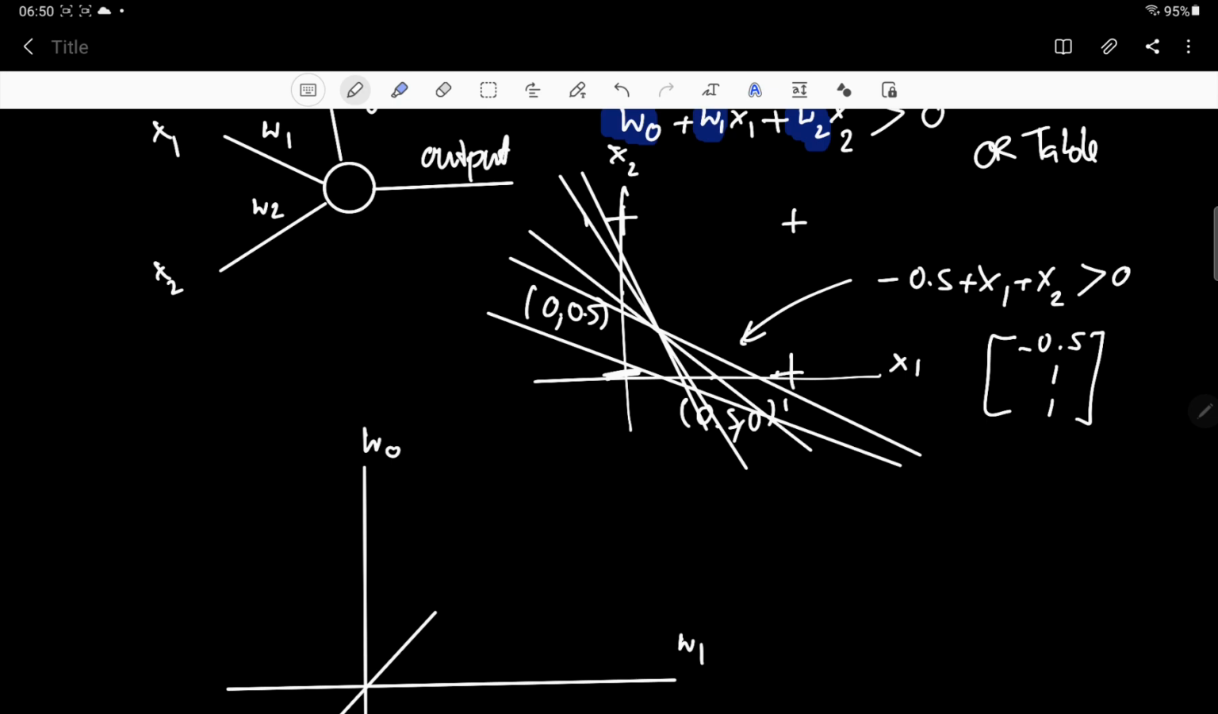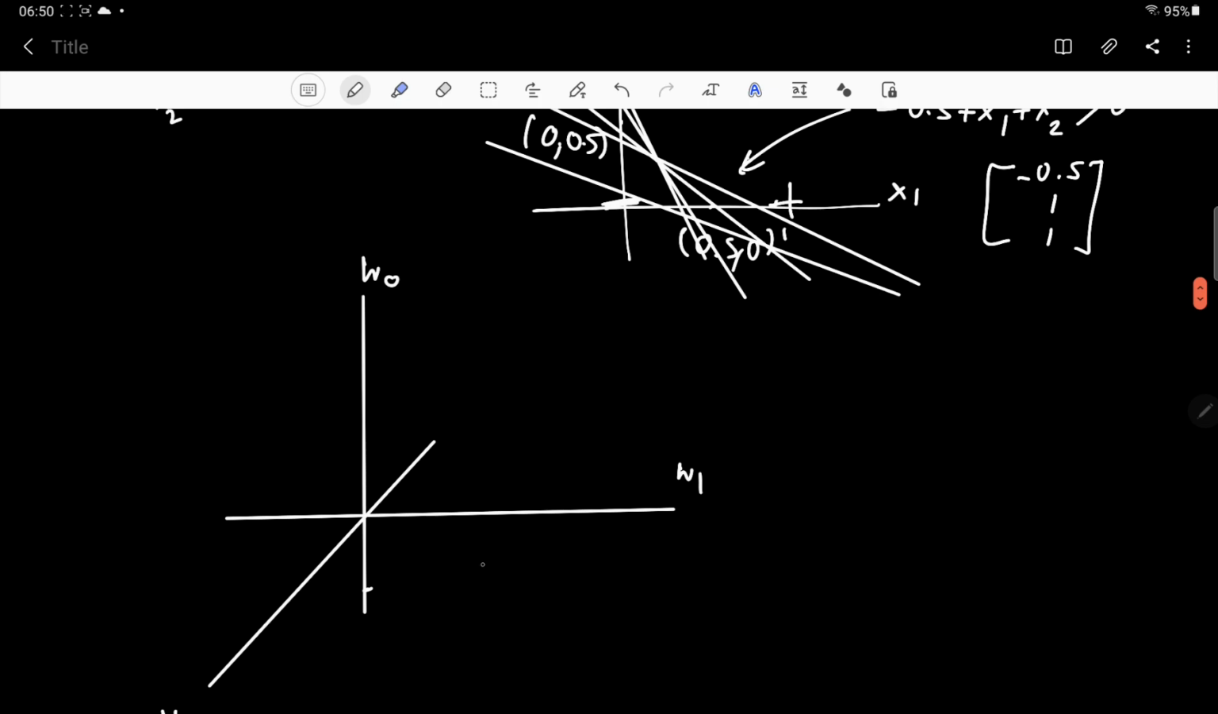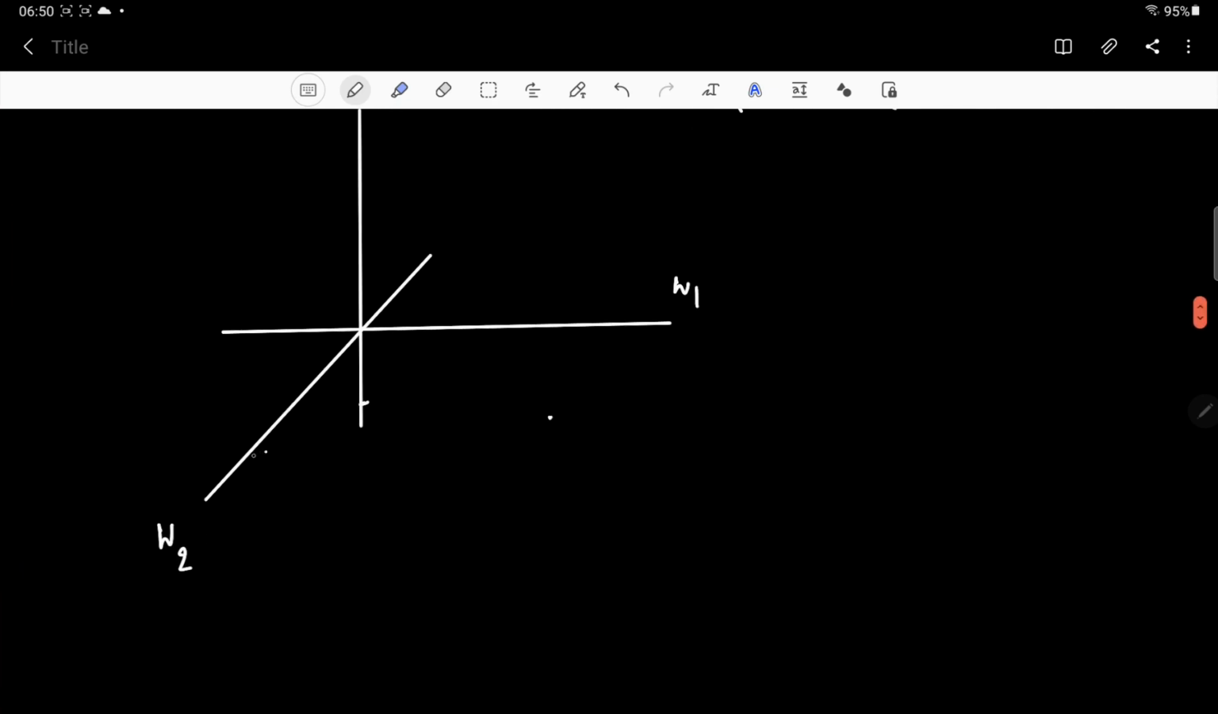The idea now is that we will use w0 to be minus 0.5, w1 will be 1, and w2 will be 1 also. This one will be 1, and this is 0.5. So guys, in this space, this point is one of the solutions. Oh sorry, we must drop it down by 0.5.